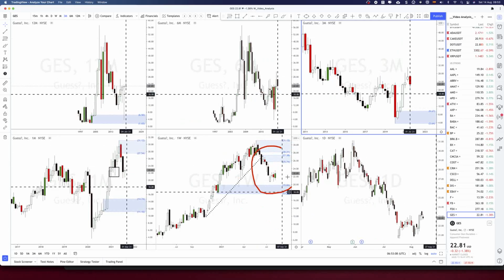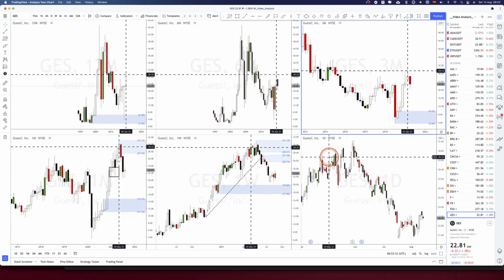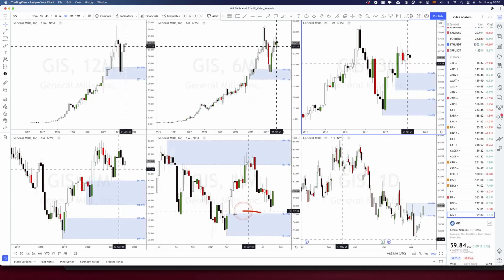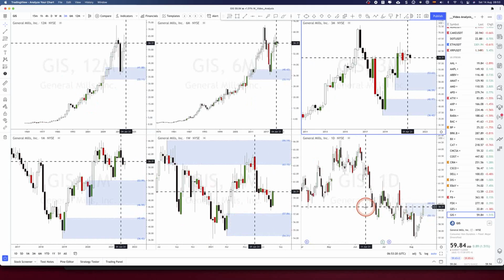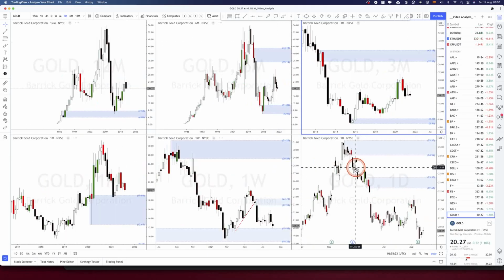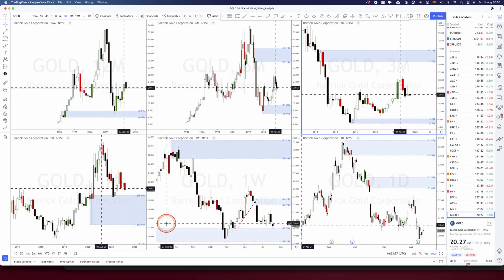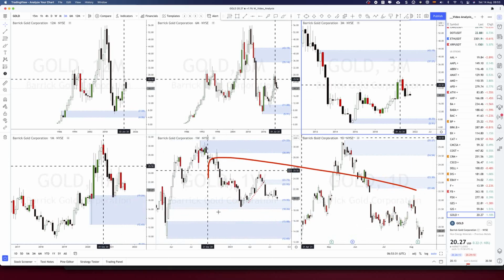Gas, weekly out of alignment, monthly out of alignment, we need a bigger retracement or new strong demand levels on the weekly. GIS, General Mills, almost retraced to this weekly area of demand, expecting elimination of that area of supply, long bias. On Barrick Gold, we have tested area of demand on the monthly. We need new areas of demand on the weekly or the daily, and that's not happening.